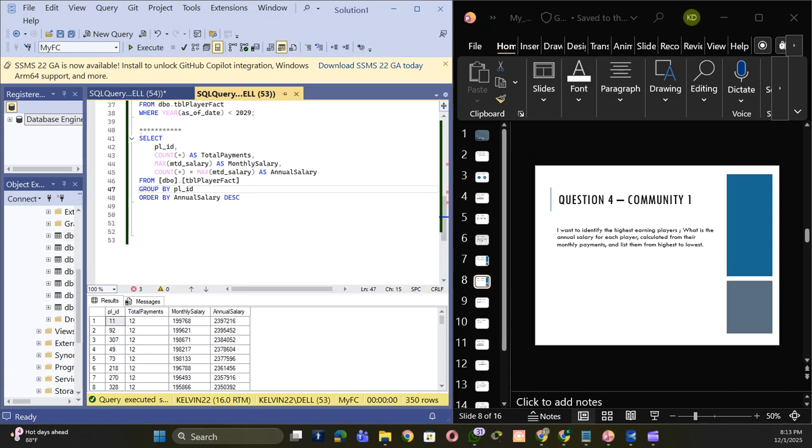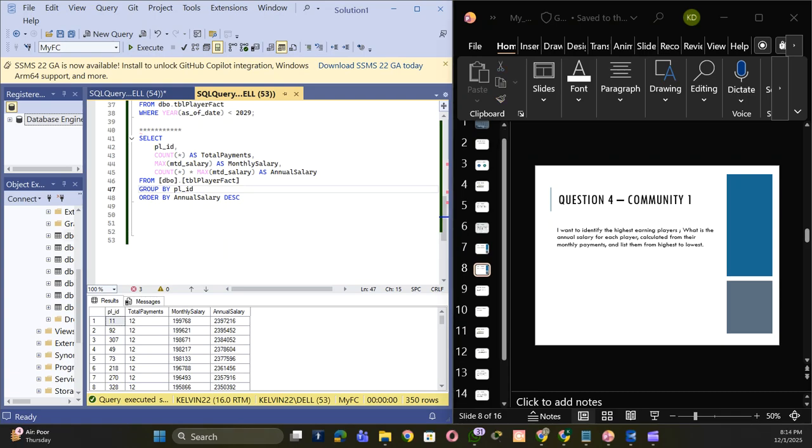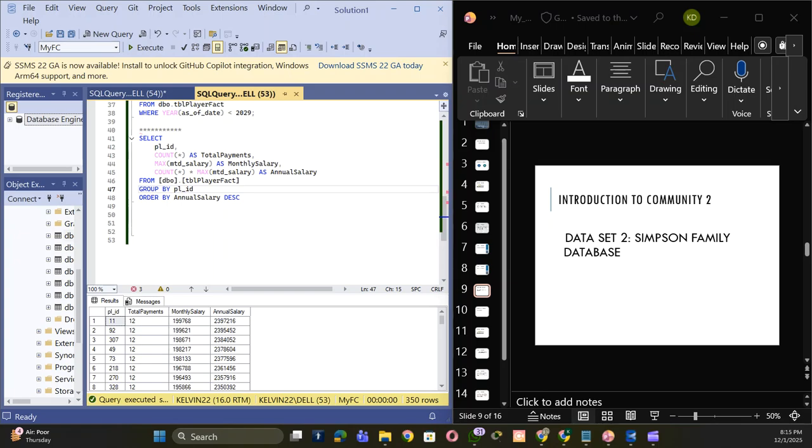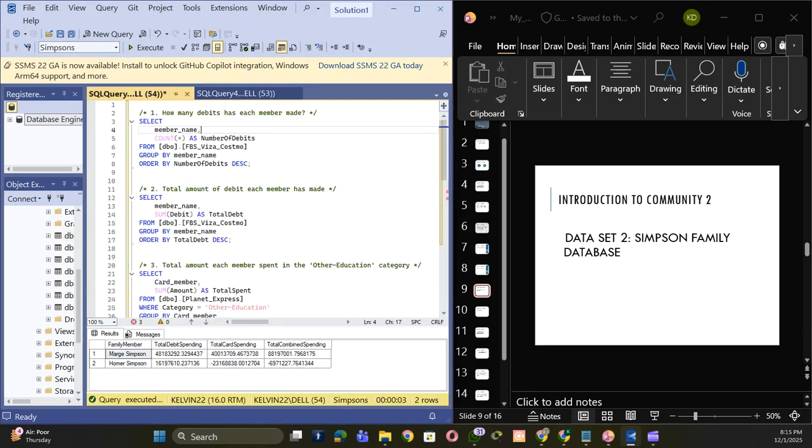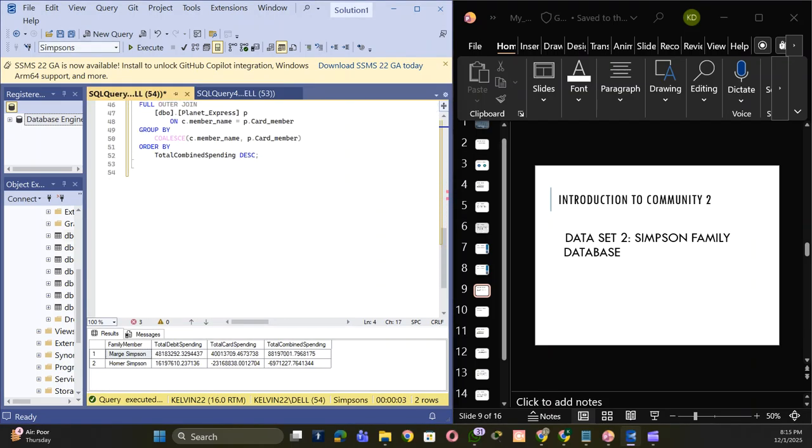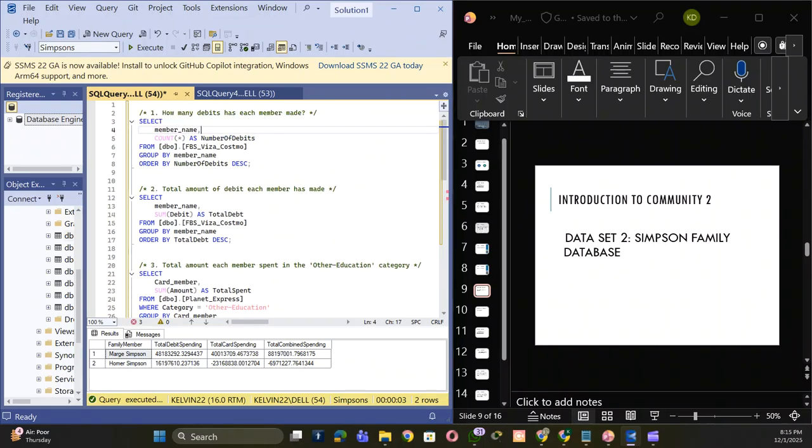So the next step, we'll move to our next database, which is the Simpson family database, and we are going to use this query window because I have written down the queries that I used to answer all the questions in this window. So let's jump to the first question in the second database.